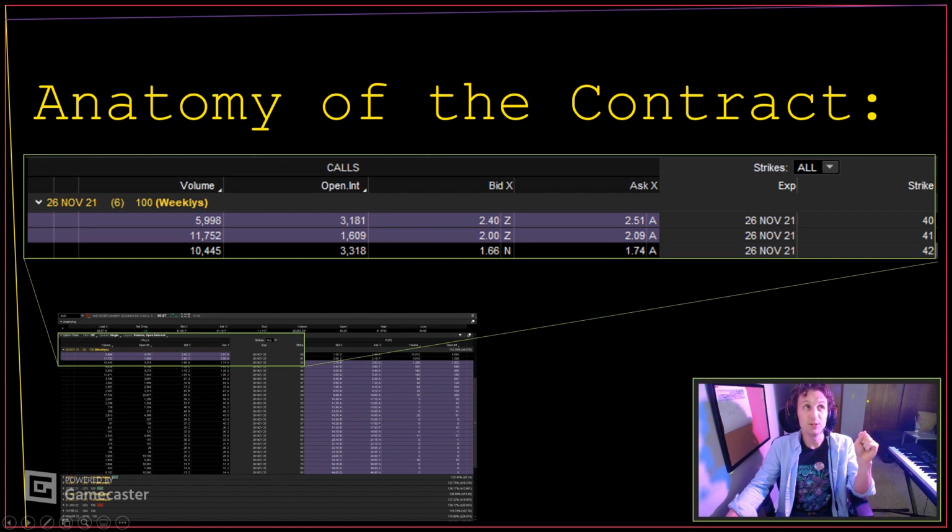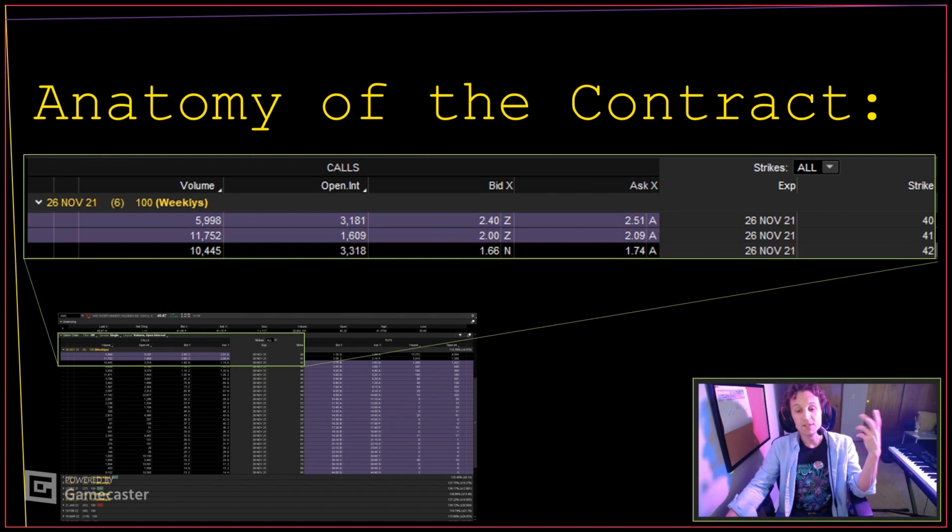Now this yellow writing on the left hand side, 26 November 21, that's the expiration date. You're going to see it's a weekly, and that 6, I believe, is that it was a 6-week contract when it was written. It was written to expire in 6 weeks. And it says 100, that's for how many shares. You're going to see volume, open interest, bid, and ask.